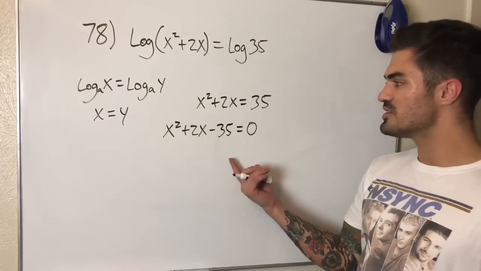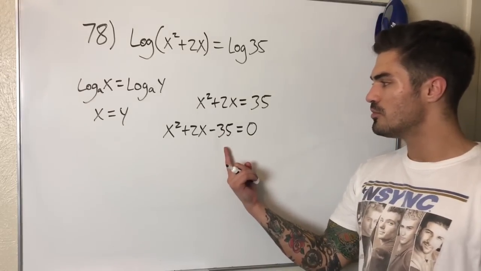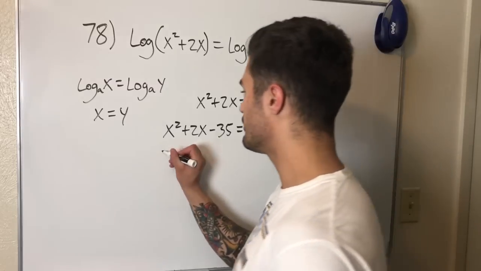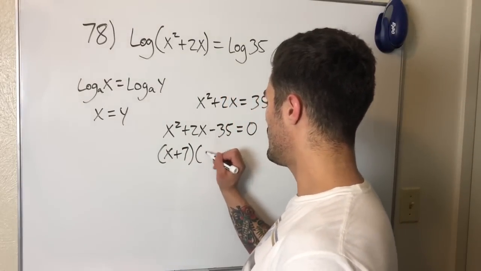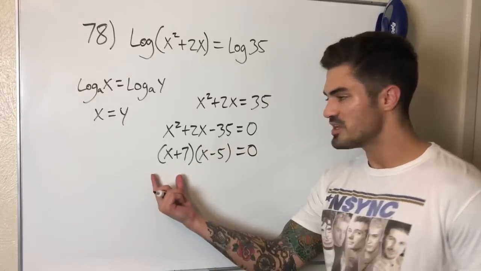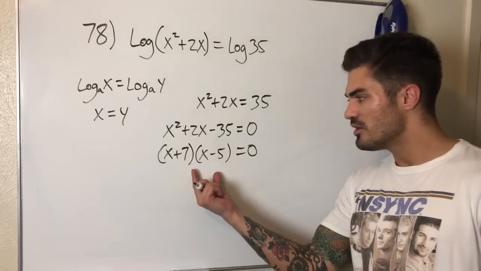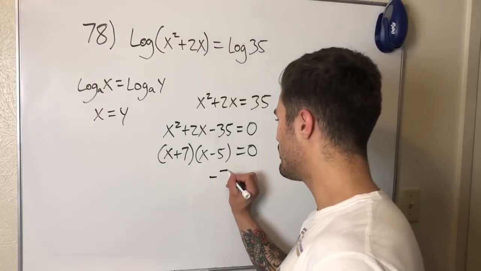Okay, so now we can factor this. Two numbers that multiply to be negative 35 and add to be 2: 7 and negative 5. Boom, there we go. x plus 7, x minus 5 equals 0. That means x plus 7 equals 0, or x minus 5 equals 0. So my two solutions are negative 7 and 5.